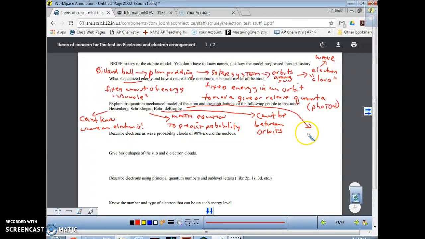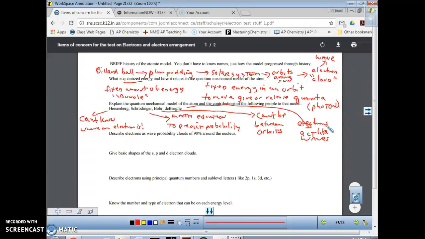De Bro, what did De Bro say? That they act like what? Yep. So the electrons act like waves. So what happens if you put all that together? Essentially, what are you saying?